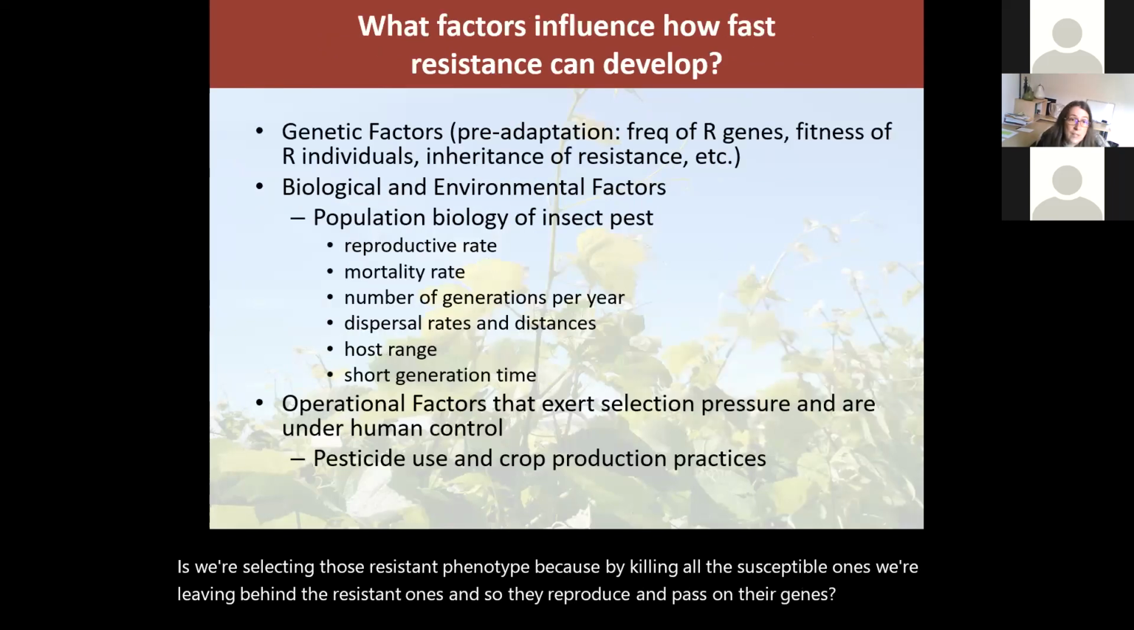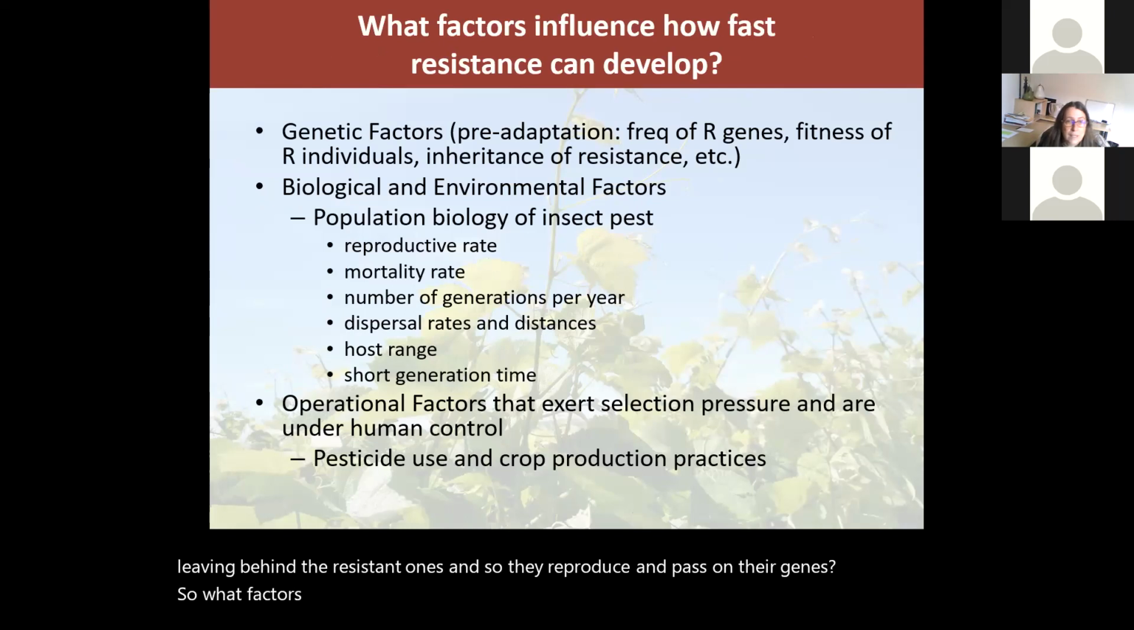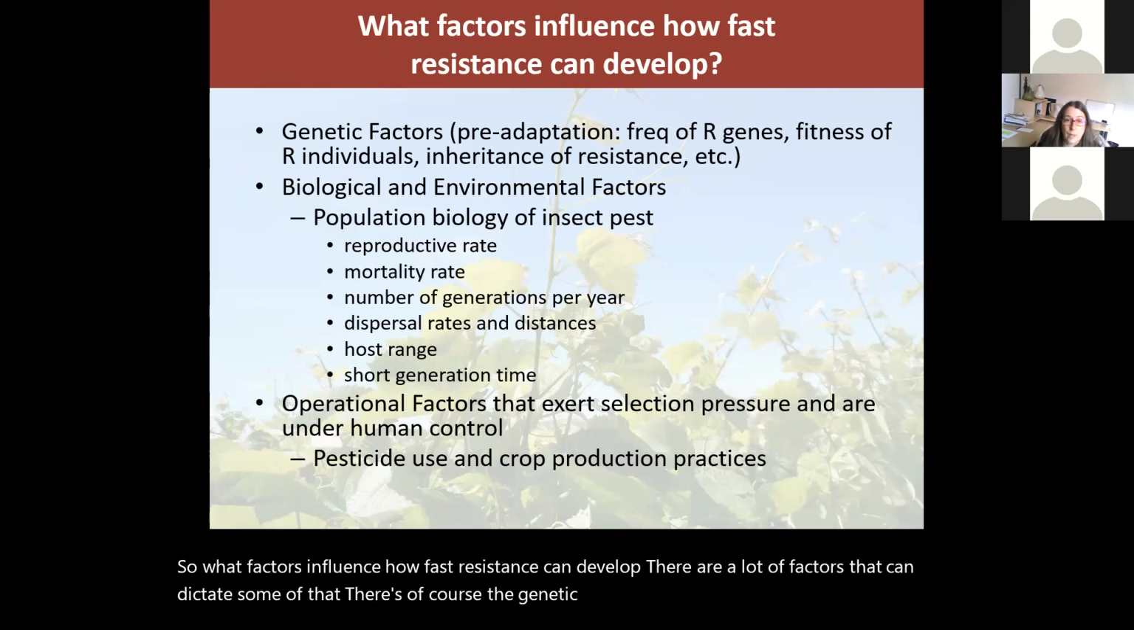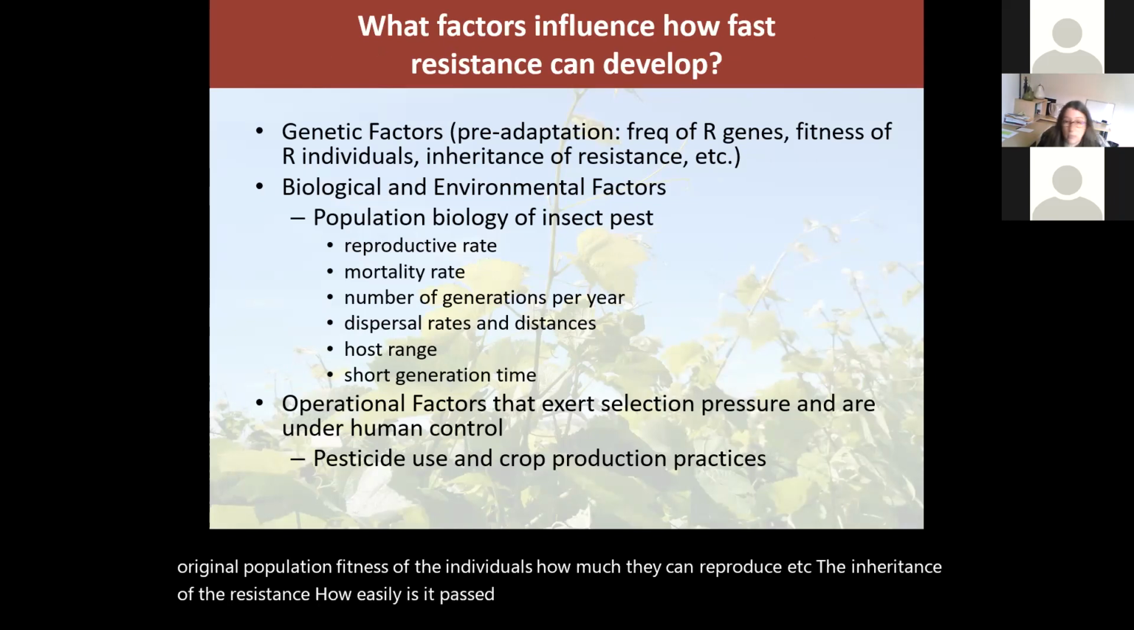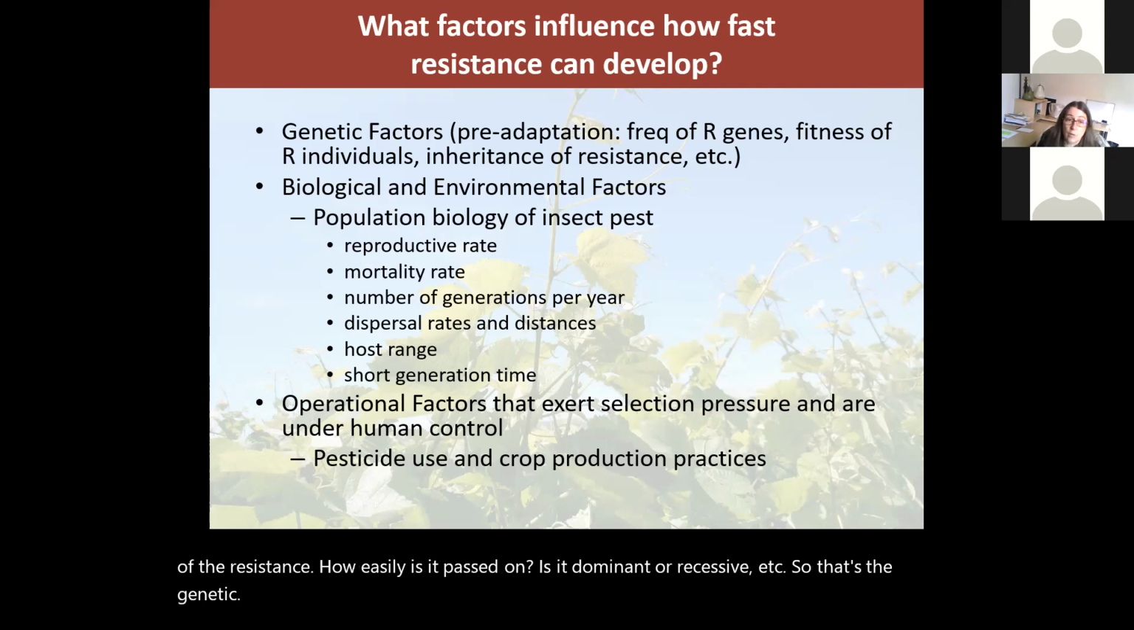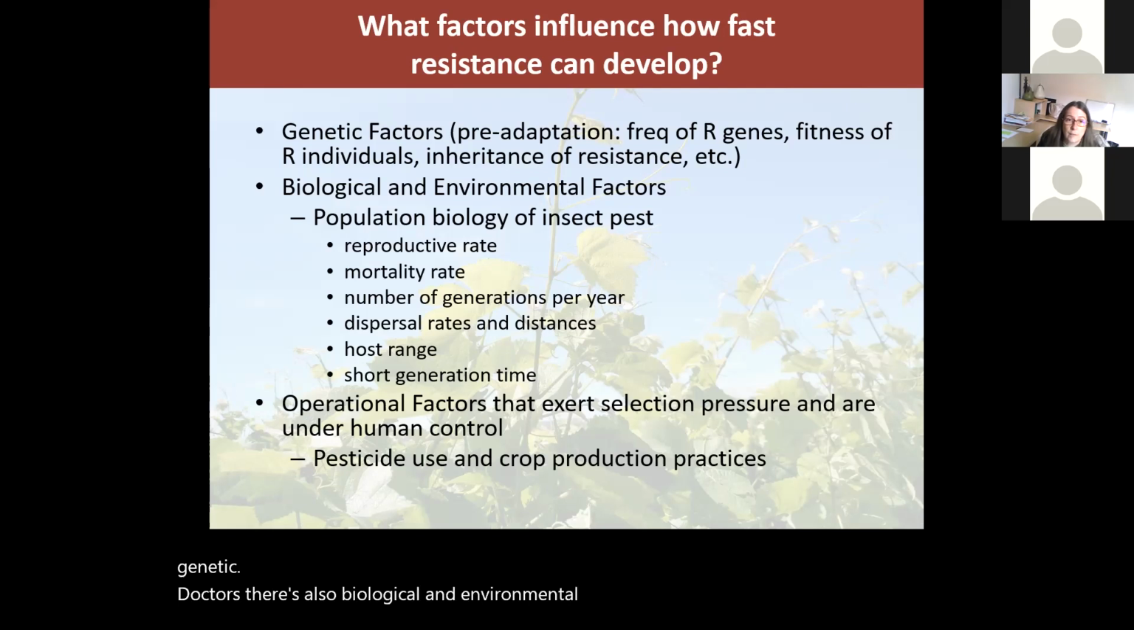So what factors influence how fast resistance can develop? There are a lot of factors that can dictate some of that. There's, of course, the genetic factor, the frequency of the R genes in the original population, the fitness of the R individuals, how much they can reproduce, etc. The inheritance of the resistance, how easily is it passed on? Is it dominant or recessive, etc. So that's the genetic factors. There's also biological and environmental factors that will impact how fast that can develop.